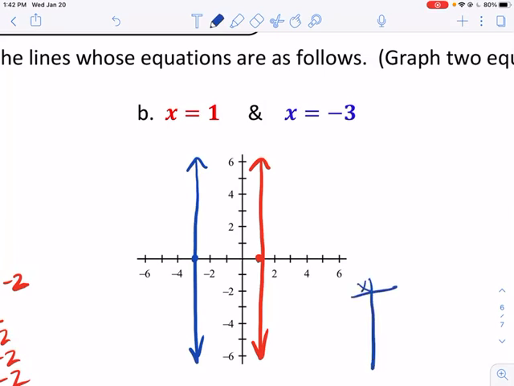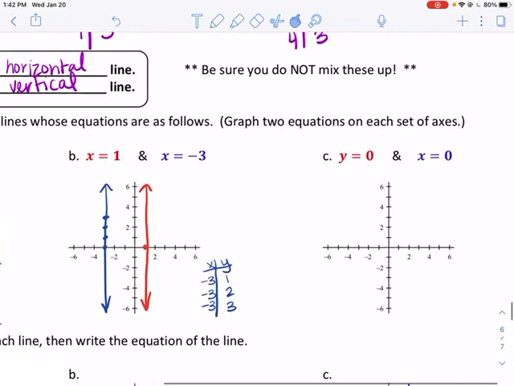So this is the blue table, so this means our x's are -3s. And then I'm just going to put in some random numbers for y. So -3, 1 is right there, and then right there, and then right there. So all those points will be on that line.